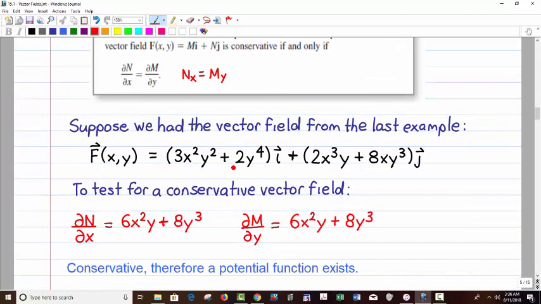So now I'm looking at that last problem, the one I made up so it would work. Now we're working it backwards, which is more like what we would normally be doing. We would have this vector field, and we would be determining whether we can get a gradient function, a potential function, from there. So you look at this, and here's the N right here. The N is the one that goes with j. So we're taking the partial derivative of N with respect to x. That will be, bring the 3 down, 6x squared y plus 8y cubed. And then M, the first one, with respect to y, will be 6x squared y plus 8y cubed.